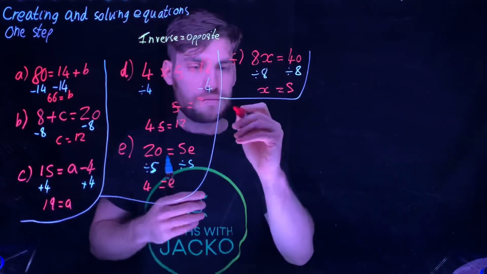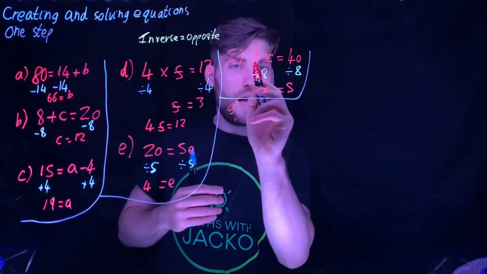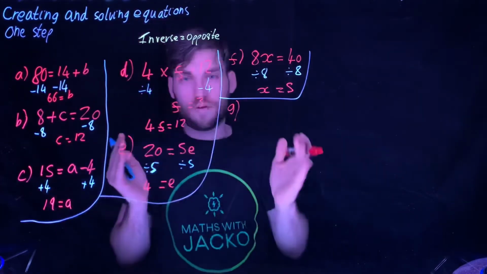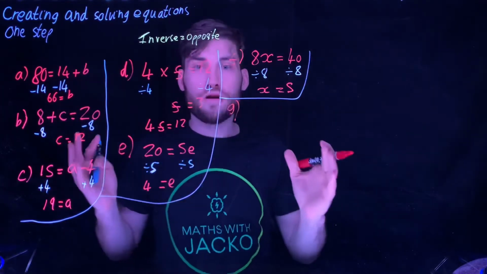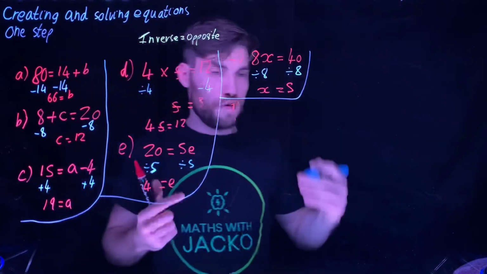Now, how can I get a bit more different? See, I'm doing it the other way around as well: 8x equals 40, while this one is 20 equals 5e. I'm showing you both ways around because I want you to be familiar and comfortable. In an exam, you don't know how it's going to be thrown at you, so we need to know both ways.